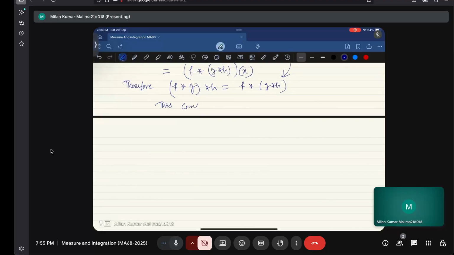This completes the solution of the problem. So now we have very little time. I will try to do a very easy problem. Let's see if I am able to find one. Okay, now the next problem.